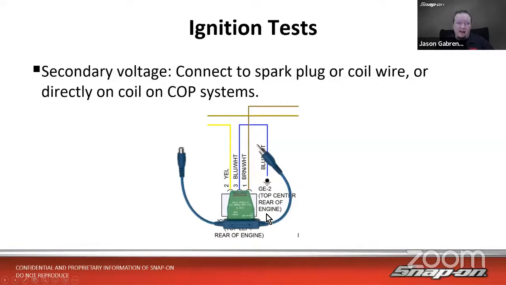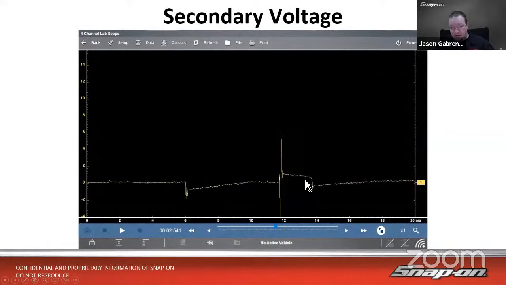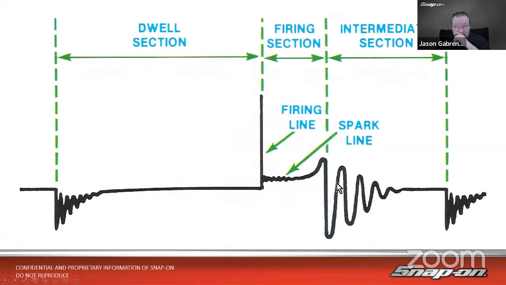In this case, we have flags, and it's going to look something like this. So I have my dwell, I have my fire, I have my spark, and then I have my recover. So here is a textbook view of what that would look like, just a line drawing.